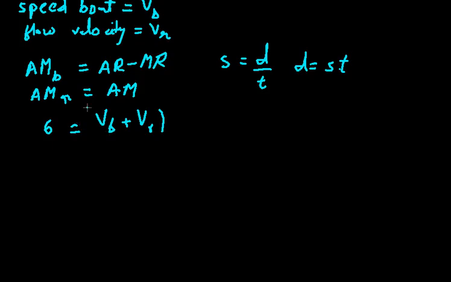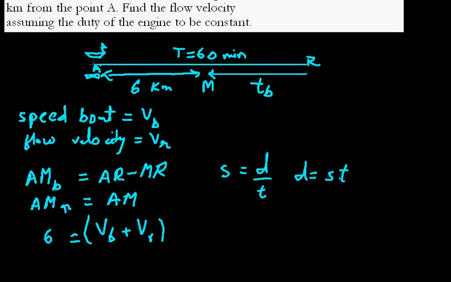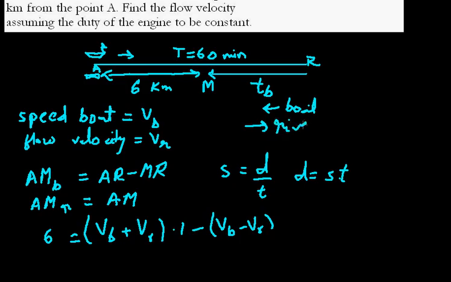You should understand why we are writing this, because when the boat is moving in the direction of the river flow, the river velocity is added to become VB plus VR. Okay, into 1 hour, minus MR. MR is nothing but, in the same way, VB minus VR. The reason being that here the boat is moving against the direction of the river, just for your confirmation. Okay, this into the time. Time is nothing but TB.